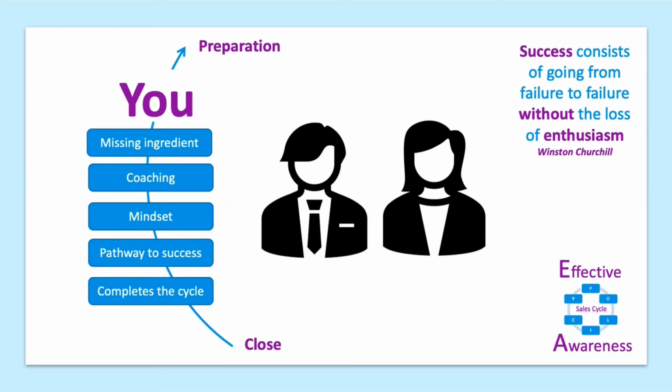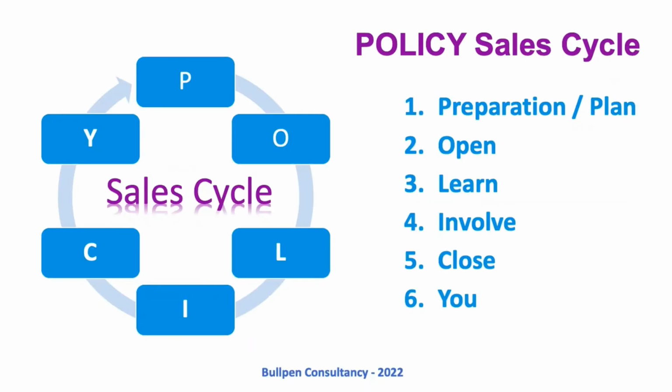And finally, you can look at your performance through statistics. You can identify, is it my conversion that's a problem? Am I getting loads of leads, but I'm just not converting them? Is it retention that's an issue for me? So there's loads of ways that you can do it, but make sure the you stage is really important to you, and then you can take that back into your preparation and your planning. So just to finish and summarize, that's the policy sales cycle.